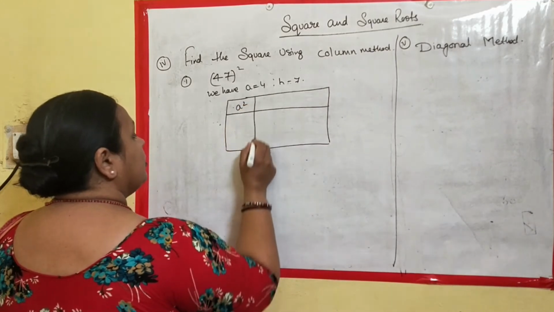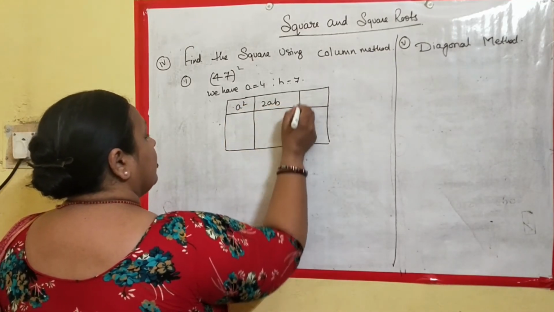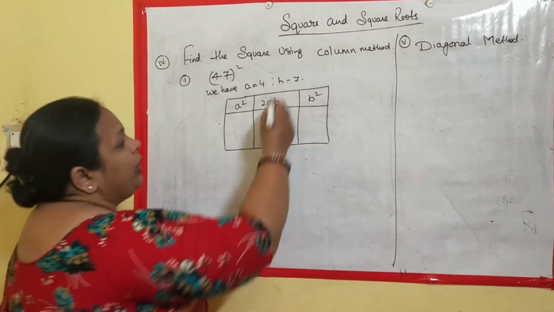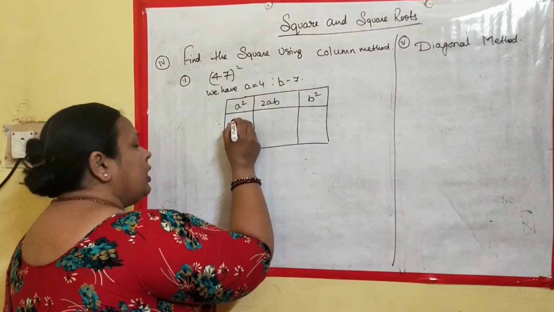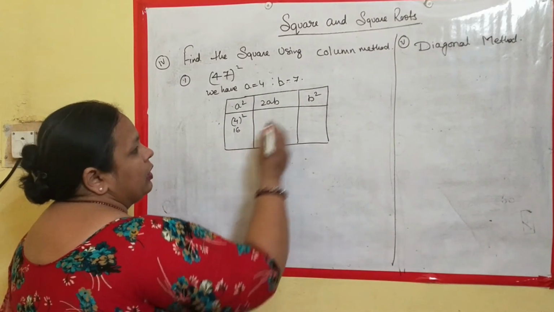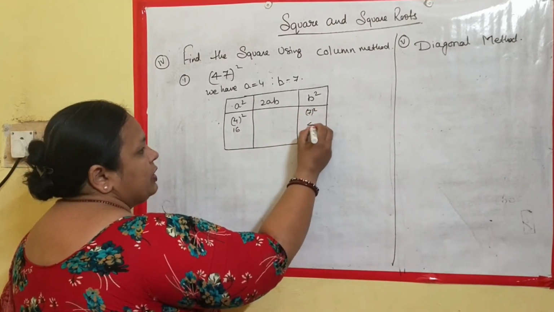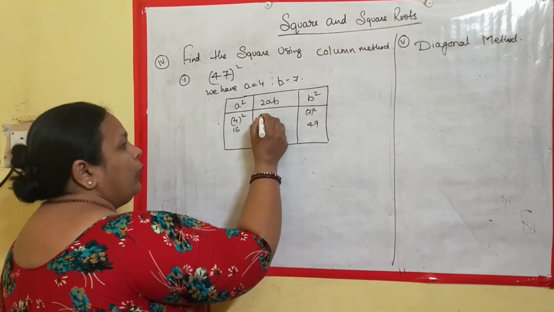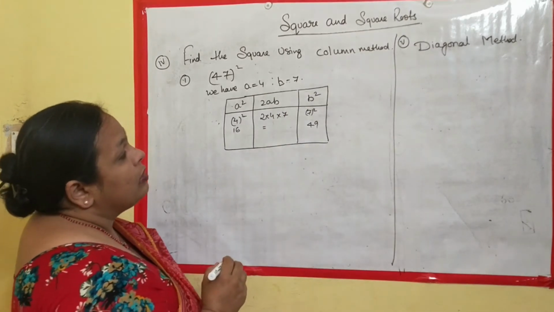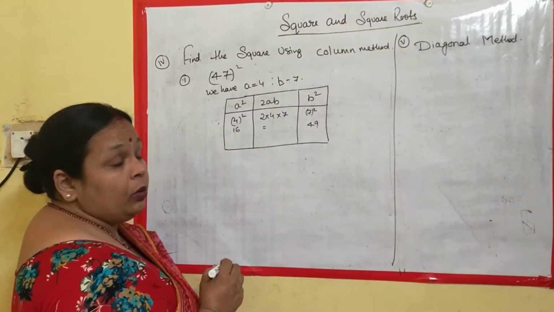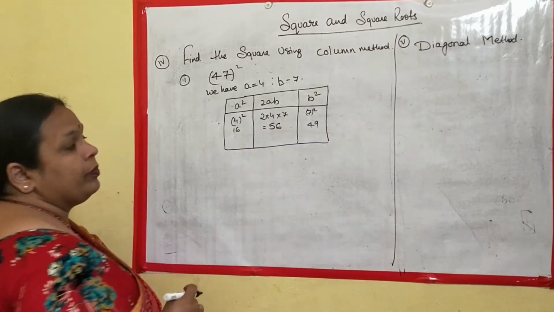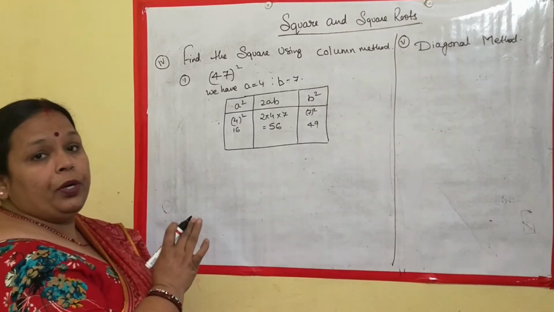A square, 2ab and b square. A is your 4, b is your 7. See, a is 4. 4 square, we are ready with the answer 16. 7 square, we are ready with the answer 49. 2ab, that is 2 into 4 into 7, will give you 7 4s are 28, 28 2s are 56. Clear? Now till here I hope you understand.